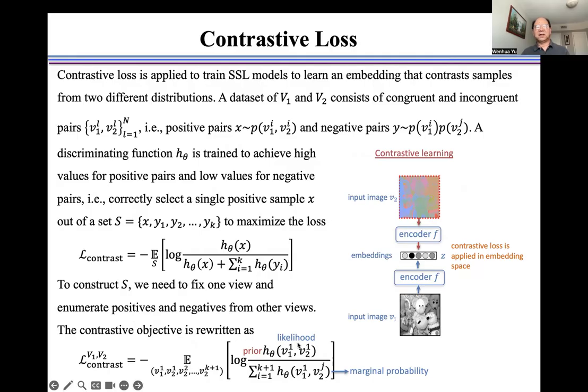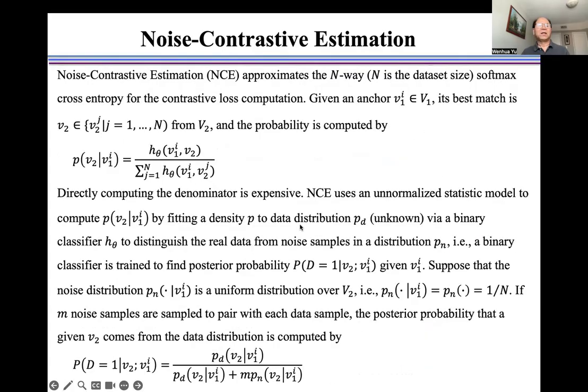The numerator is a likelihood, h_theta is prior. The denominator is a marginal probability. Noise contrastive estimation approximates the n-way softmax cross entropy for the contrastive loss computation. Given an anchor V1_i sampled from V1, V2 is the best match sampled from V2, and the probability is computed by using this formulation. Directly computing the denominator is expensive.